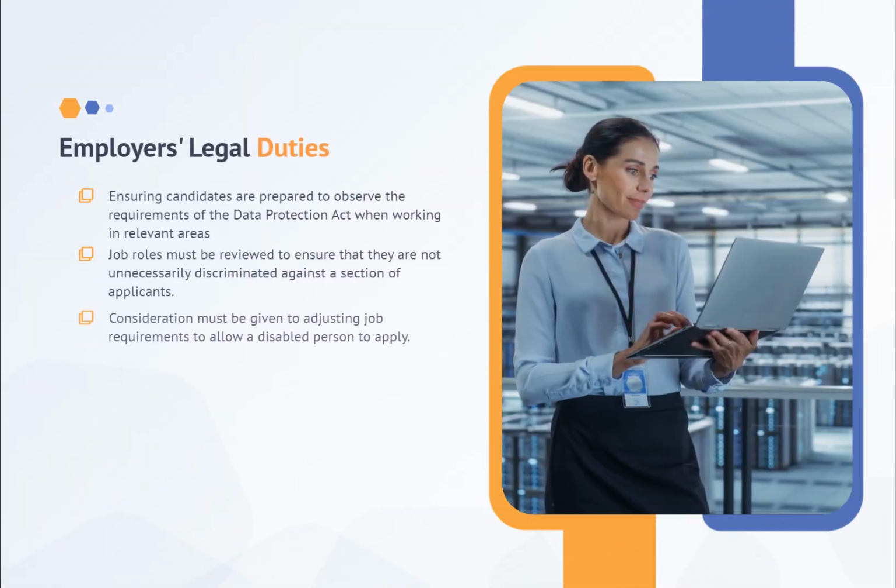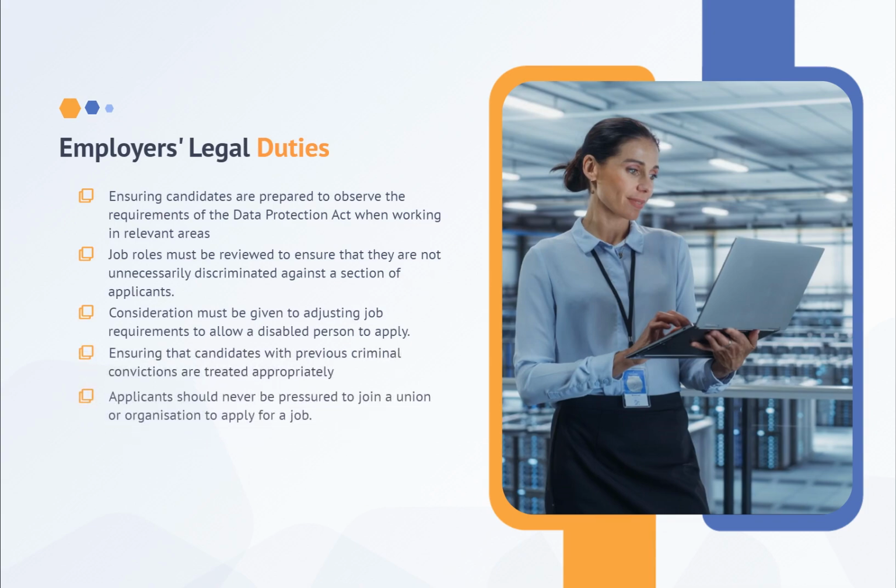Ensuring candidates are prepared to observe the requirements of the Data Protection Act when working in relevant areas. Job roles must be reviewed to ensure that they are not unnecessarily discriminating against a section of applicants. Consideration must be given to adjusting job requirements to allow a disabled person to apply. Ensuring that candidates with previous criminal convictions are treated appropriately. Applicants should never be pressured to join a union or organization to apply for a job.